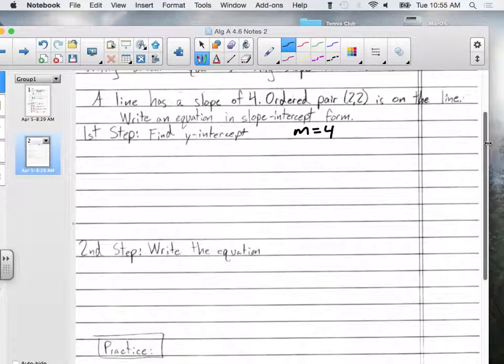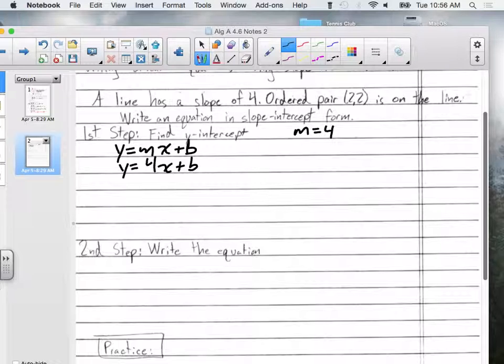So how we go about doing that is we have our slope-intercept form, just the general look of it. We identified our slope, y equals 4x plus b. So we just substitute in our m. Now, the reason why they tell us that ordered pair 2, 2 is on our line is that we can just substitute in our values for x and y. And once we do that, we should be able to find b, right?